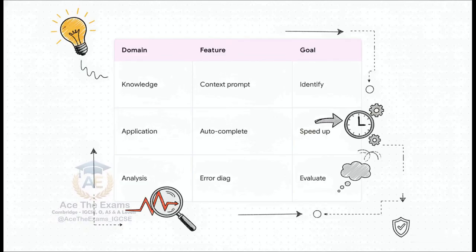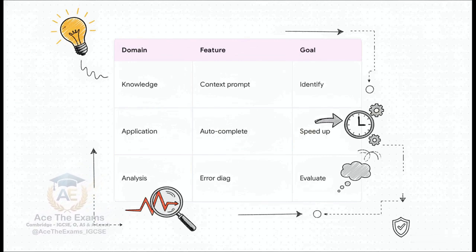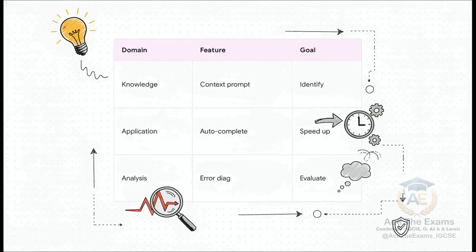Imagine a flawed piece of code is sitting right in front of you. What PEEL paragraph would you write to explain how a context-sensitive prompt fixes it? Think about it. Your point would be identifying the error diagnostic feature. Your evidence is pointing out the red squiggly underline in the IDE indicating a variable scope failure.